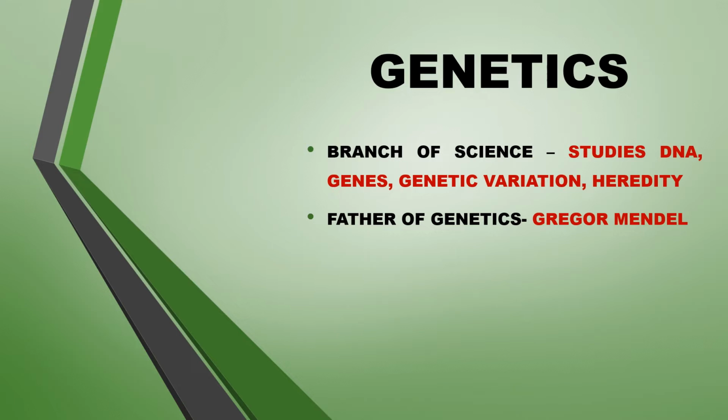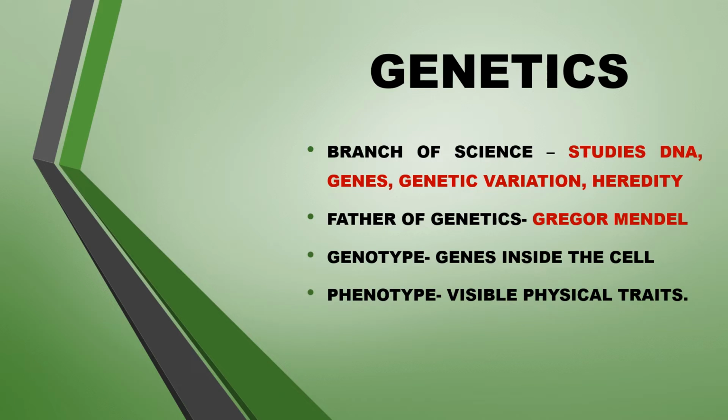The cells of most living organisms have DNA, which is the substance that makes up your genes. When cells reproduce, they can pass down the DNA molecule or the genetic information to the next generation. For example, your cells have the genetic material that determines if you have blonde hair or black hair. Your genotype is the genes inside the cell. And your phenotype is the physical traits that are visible and influenced by both genes and the environment.